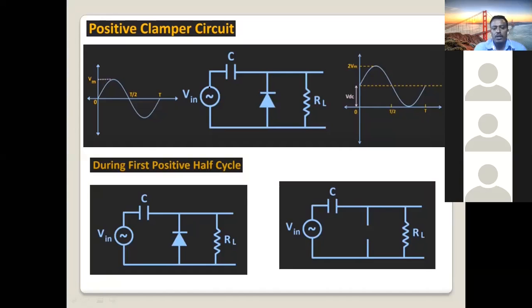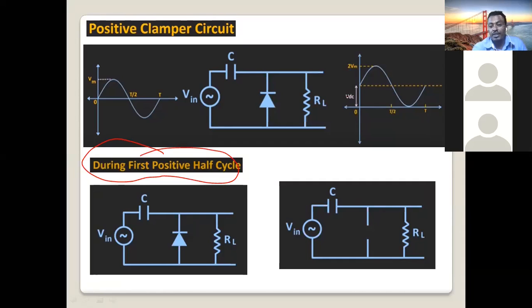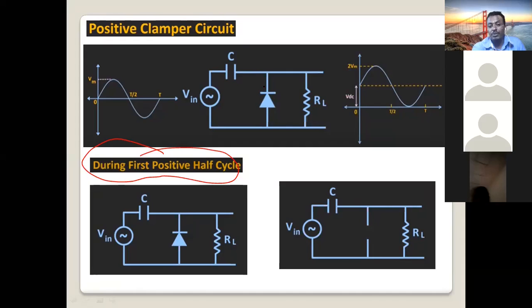Now, what will happen during the positive half cycle? Let's see how this clamper circuit, we call it a positive clamper, works. As you compare input and output, what will happen?